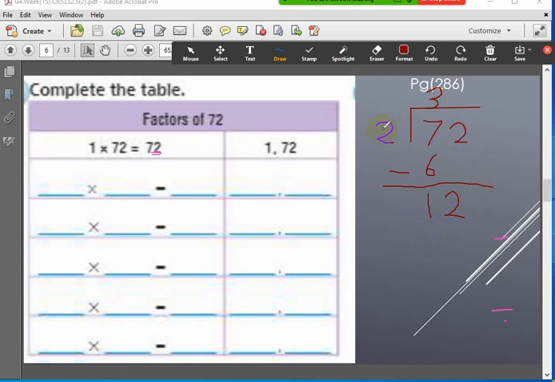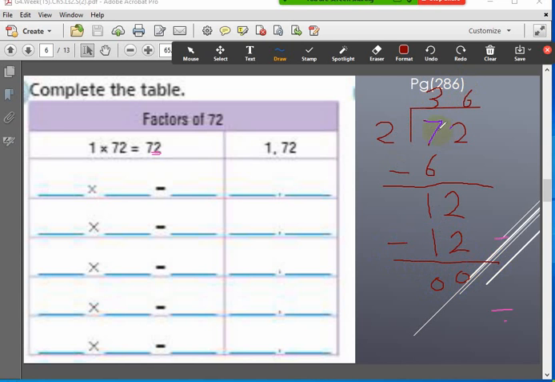Now 12 divided by 2 equals what? 12 divided by 2 equals 6, because 6 multiplied by 2 equals 12. Then if you subtract, the remainder will be 0. Okay?